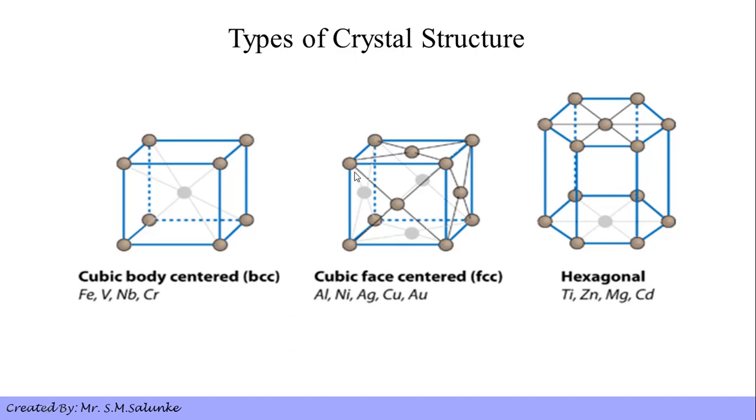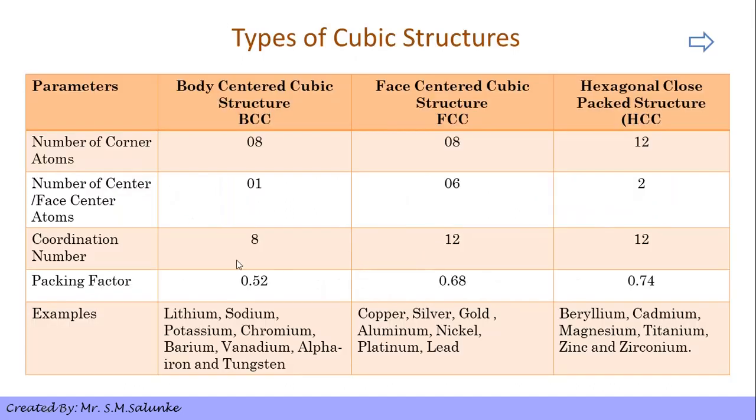A cube has 6 faces, that is 6 planes, 1, 2, 3, 4, 5 and 6. So 6 planes and each plane has a center atom. So it has 6 center atoms. Here the coordination number is 12 and packing factor is 0.68. The examples are copper, silver, gold, aluminum, nickel, platinum and lead.